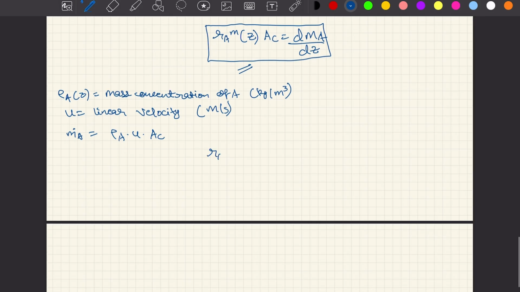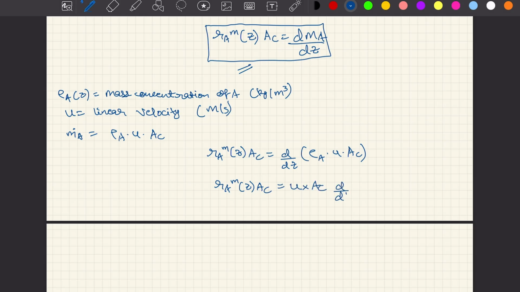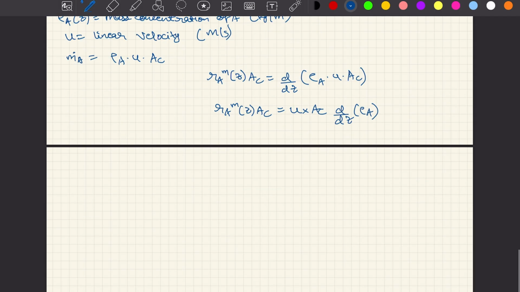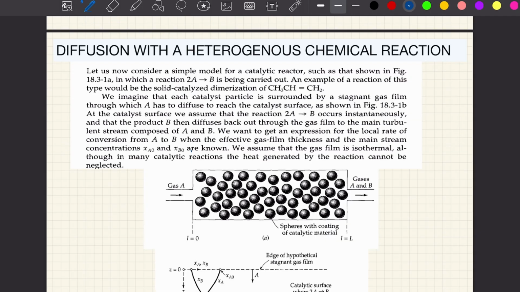Substituting this into the above equation, now we know that U and AC are constant, so we can take them out of the differential. AC will get cancelled and the final equation will be very similar to what we found in terms of concentration gradient. Now let us solve a question on diffusion with a heterogeneous chemical reaction.